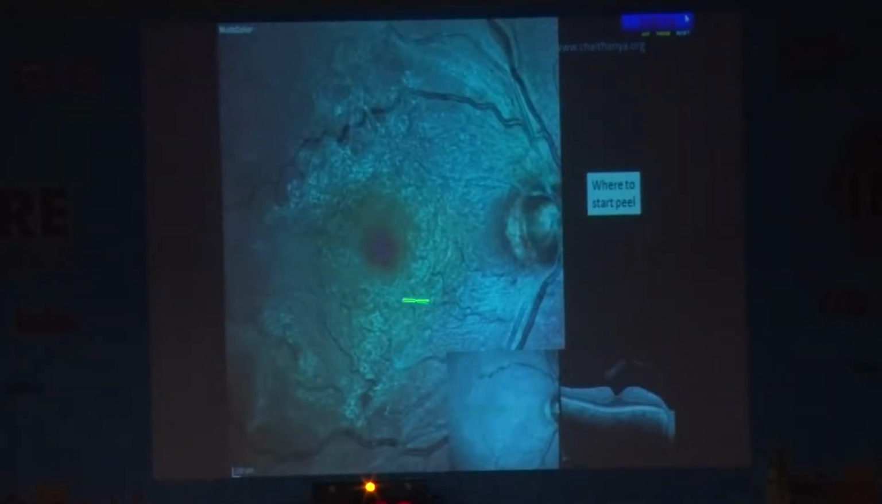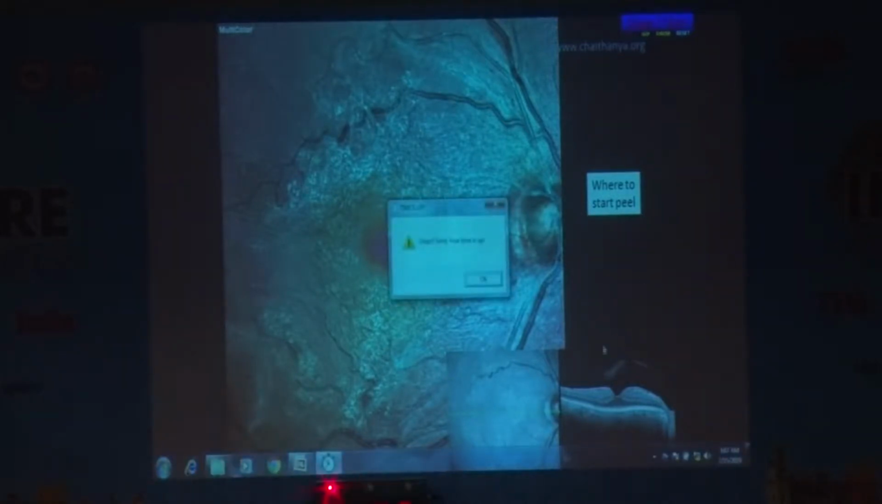Like this is a patient with globally adherent ERM, which is going for surgery. Now, if you look at the multicolor image, you see this pocket here. This is the area where it's lifted off, and that is where you could start peeling. So it gives us an idea as to where to start peeling. There's another patient here with thickened posterior hyaloid.